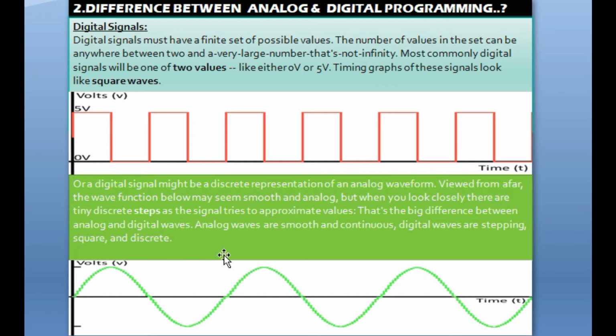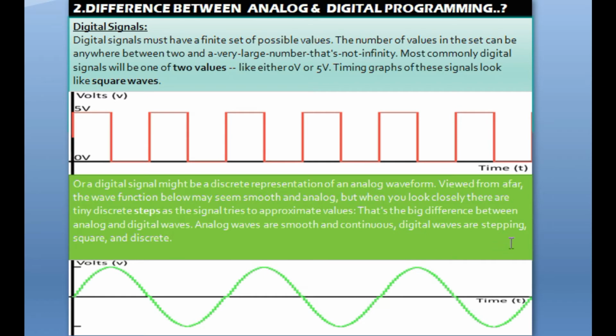This is the variation at every step, every nanosecond, in a sequence such as temperature and sound, so mostly these devices are controlled by analog signals. So friends, analog waves are smooth and continuous. Digital waves are stepping, square, and discrete. This is the main difference between analog and digital.